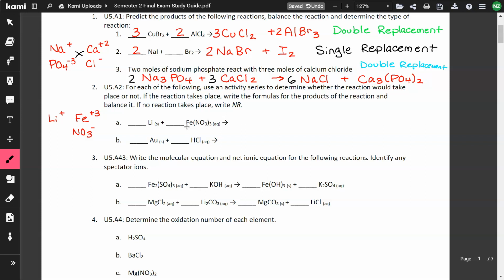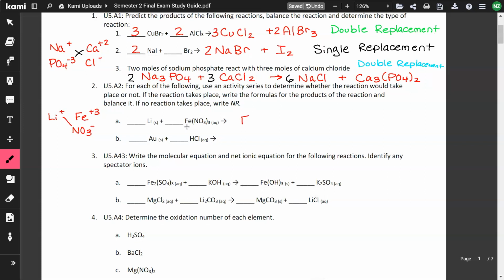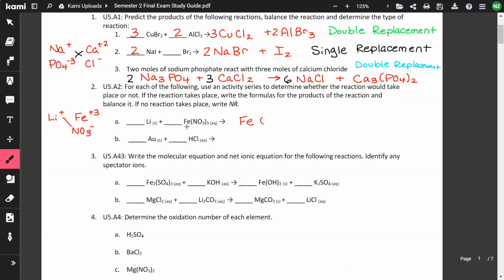So lithium will swap out with iron. Lithium's going to bond with our NO3. So we're going to end up with iron by itself, just solid metal iron. And we're going to have LiNO3, and this will be aqueous.